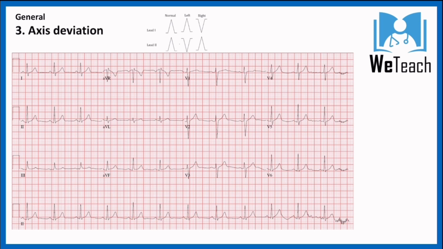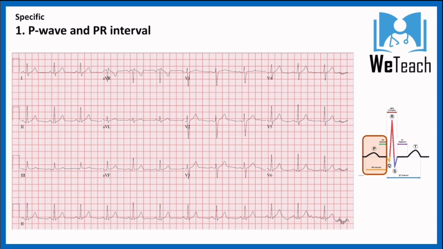Then for axis deviation, you just want to focus on two leads, lead 1 and lead 2. If QRS complexes in both leads are positive, this is normal axis. If it's negative in lead 1 and positive in lead 2, as if they are pointing towards each other, as if they are shaking hands, and you shake hands with your right hand, so this is right axis deviation. If it's positive in lead 1 and negative in lead 2, as if they are pointing away from each other, this is left axis deviation.